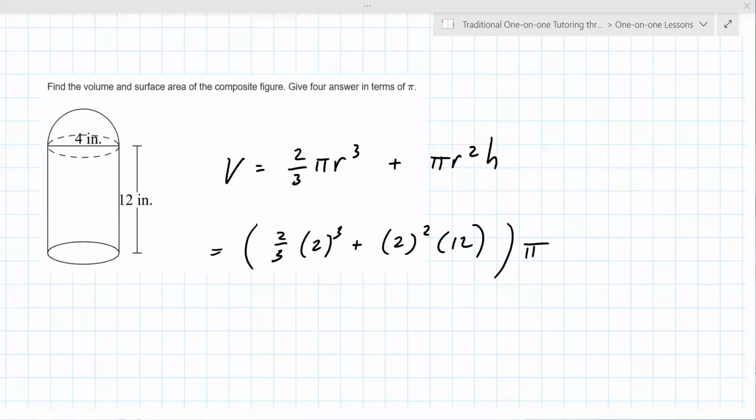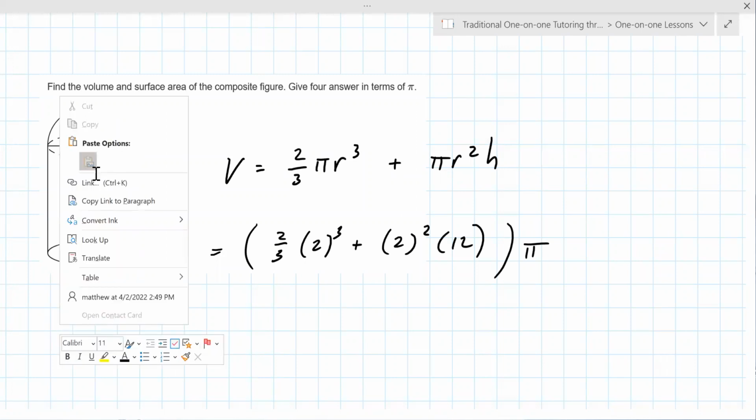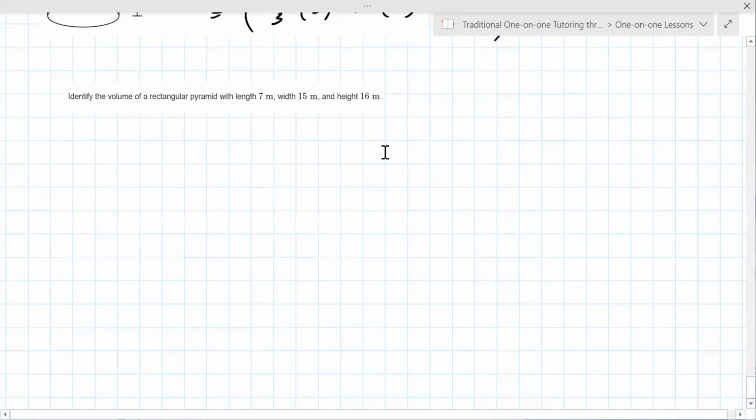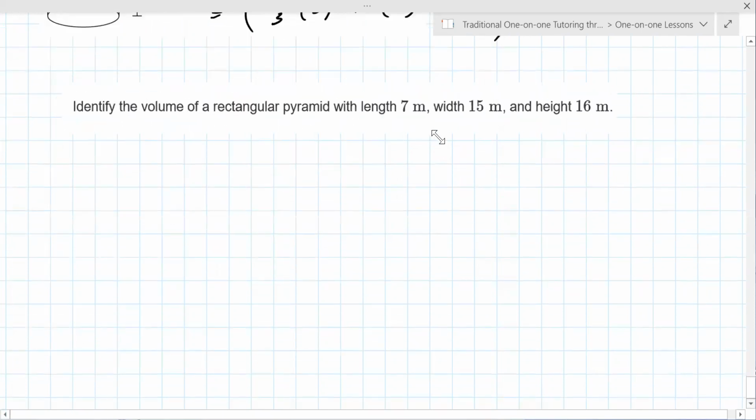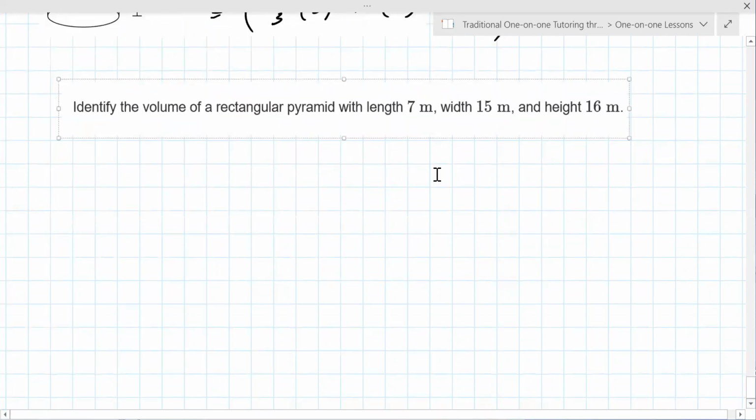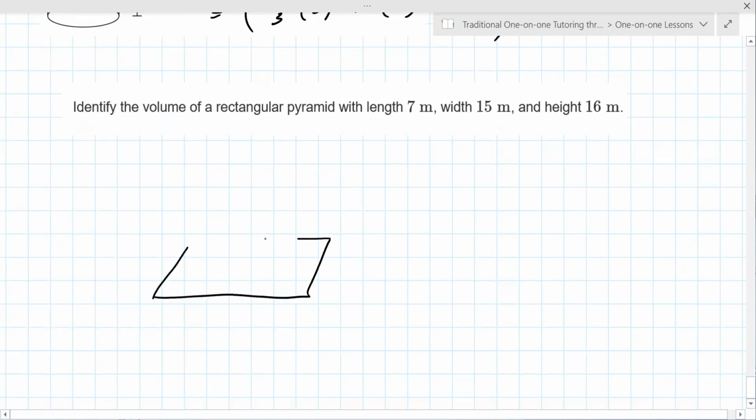All right, so the next one here is again similar to something that we did earlier. There's really two aspects of geometry. There's, I've given you the figure or the shape, and then there's, you have to draw it. So this one's a rectangular pyramid, length 7, width 15, and then the height is 16 here.